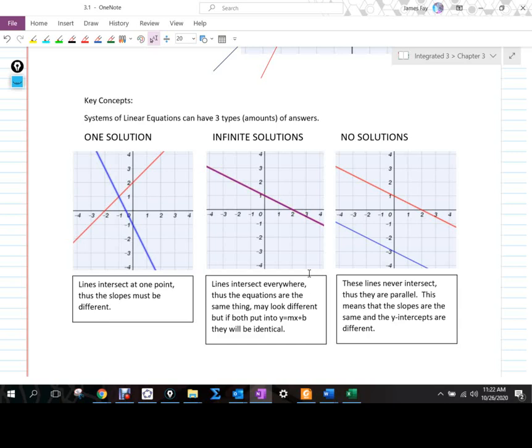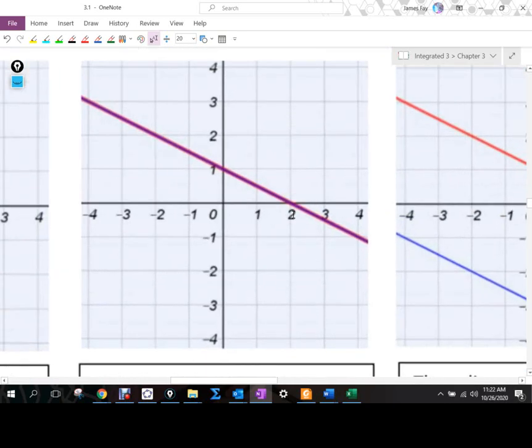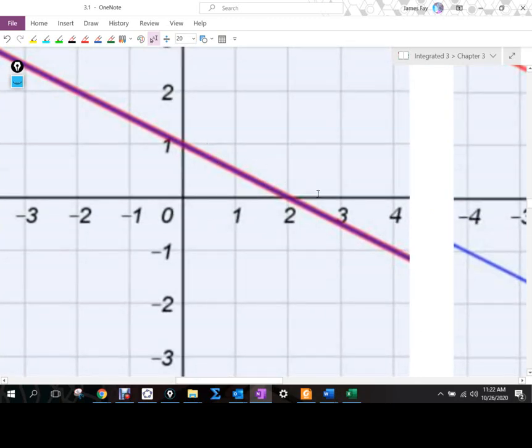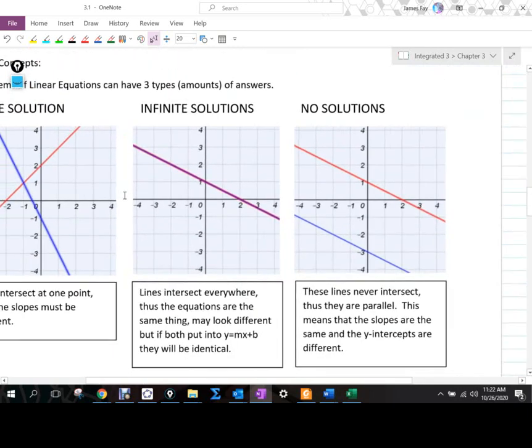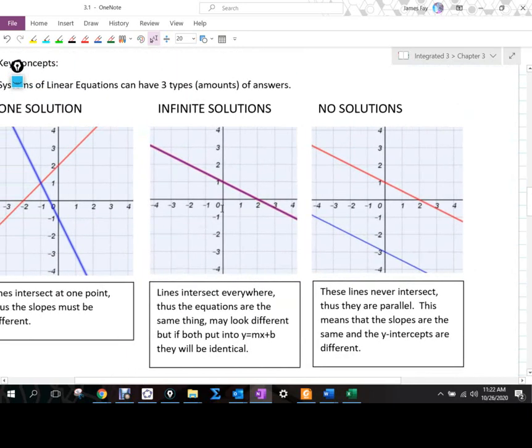Now, that middle one, you see we've got, if we zoomed in here, I've got red over blue, right? Or blue over red, okay? And that means, and this happens very rare, but it does happen, the actual lines they give you are the same line, okay? And then therefore they intersect everywhere, okay?